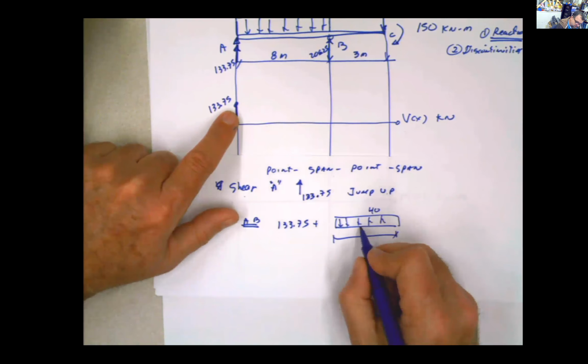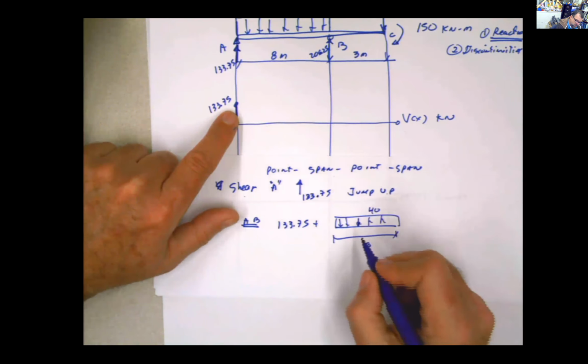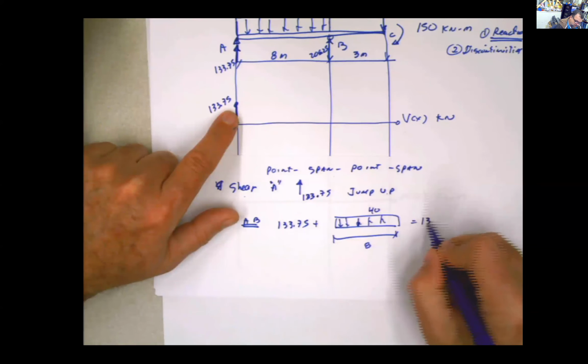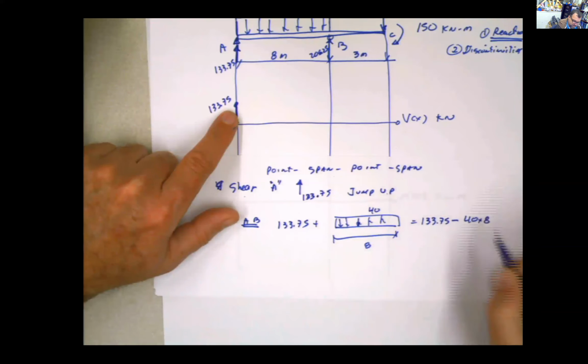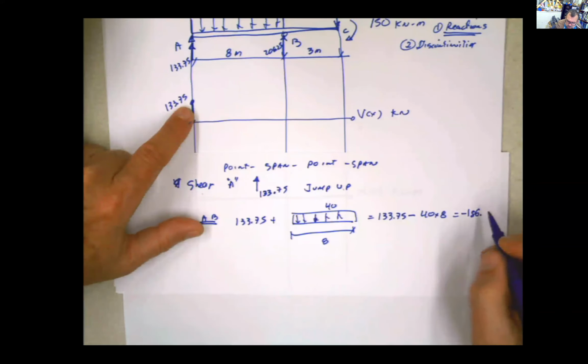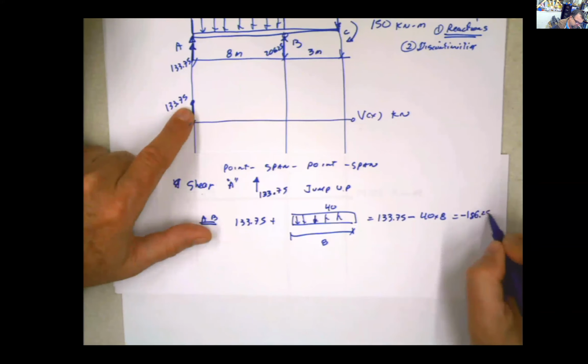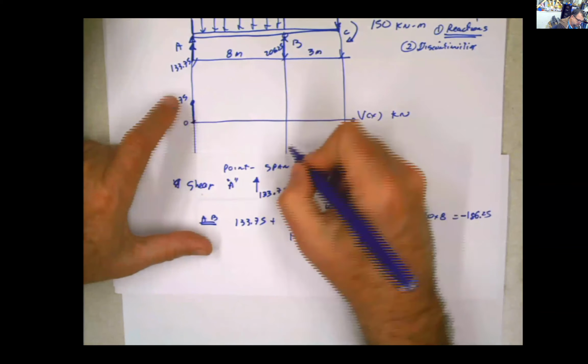But it's negative, you see, because the loads are going down. So what I have is 133.75 minus 40 times 8, and that's negative 186.25. Negative 186.25.